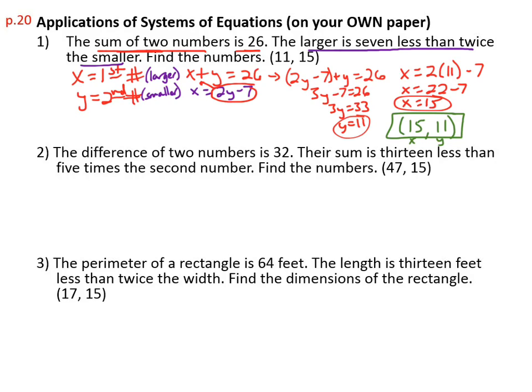All right, let's try another one. For number 2, we have the difference of two numbers is 32. Their sum is 13 less than 5 times the second number. We want to find those numbers. So again, we're talking about two numbers. So defining our variables, we're just going to say that x is the first number and y is our second number.